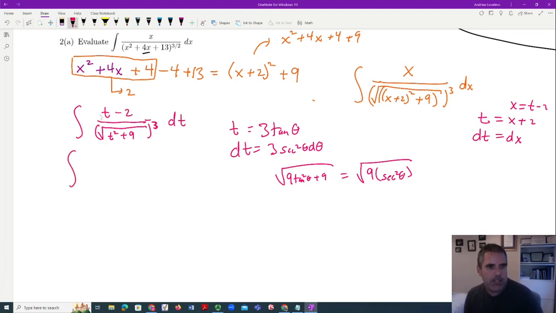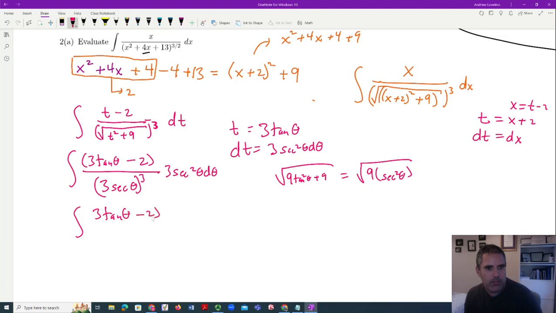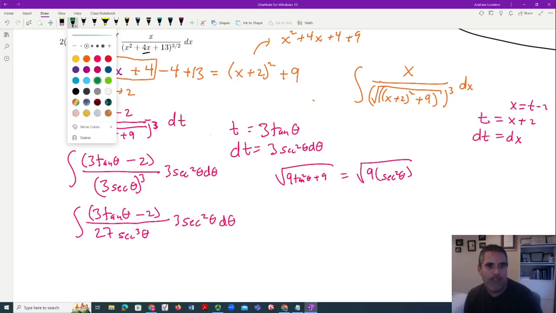So when I look at this, I see that the t minus 2 is going to be 3 tangent minus 2. The denominator is going to be 3 secant, and that's going to be cubed. The dt is going to be 3 secant squared. This is pretty similar to the problem I just did. I didn't realize that they were so similar. I randomly grabbed a few questions. That was not intentional. When I'm making these test reps, I'm just opening up an old exam, finding a question that fits that topic, and throwing it in there.